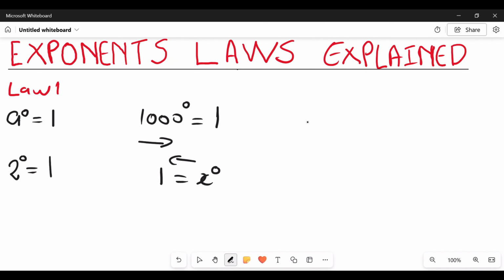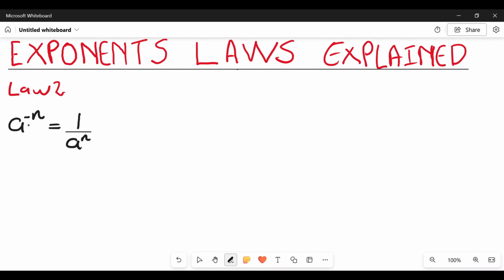You can also be given a question like this, maybe a to the power of 0 there. This is also going to give you 1. As long as the power or the exponent is 0, the answer is always 1. Do not forget that, guys. So let's move to our second law and let's explain it further.